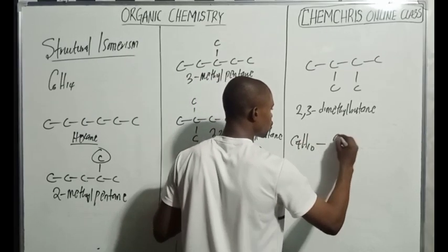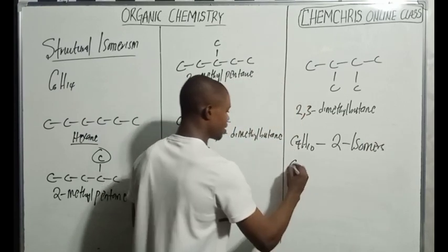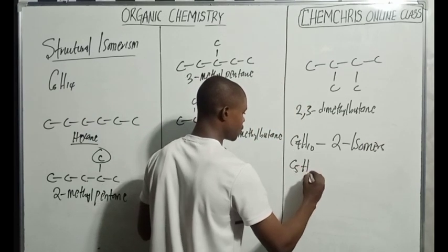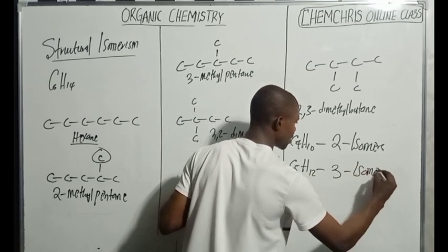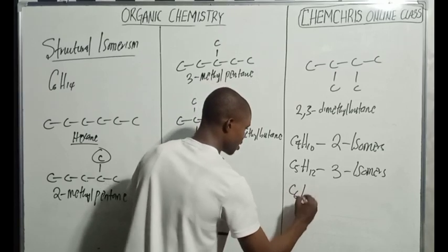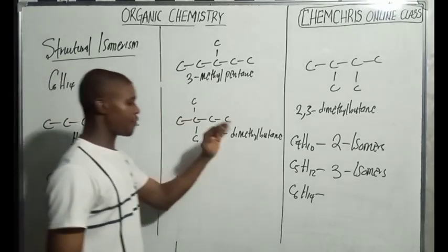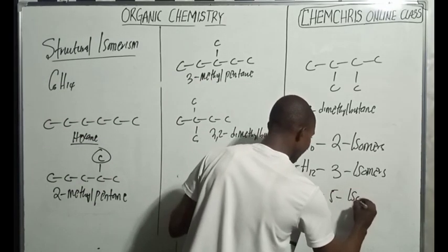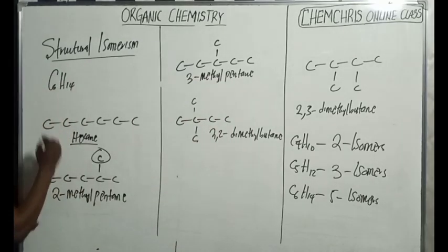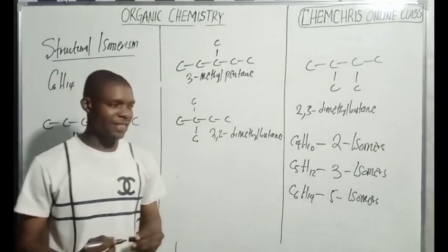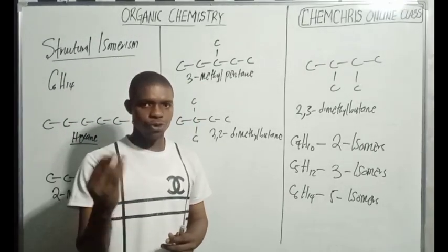Now C4H10 got what? Two isomers. C5H12 got three isomers, right? Then C6H14 got how many isomers now? 1, 2, 3, 4, 5. Five isomers. Now, how many isomers does C7H16 get? This is where I will now start applying a second rule.